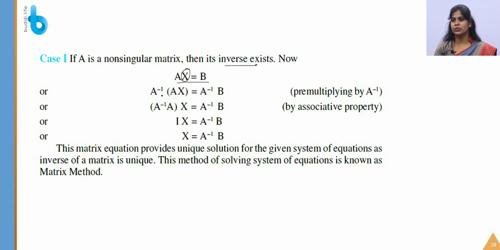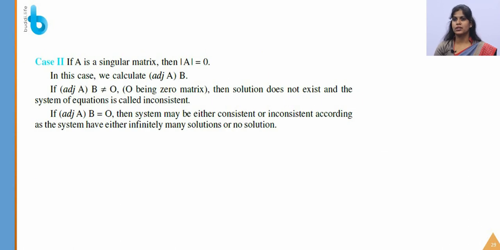So A into A inverse is what? I, the identity matrix, equal to A inverse B. Therefore, X equal to A inverse B. From here you can directly write this. This matrix equation provides a unique solution for the given system of equations, as the inverse of a matrix is unique. This method of solving a system of equations is known as the matrix method. This is case 1.